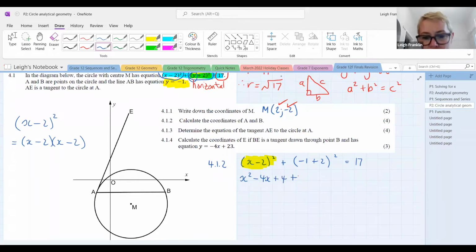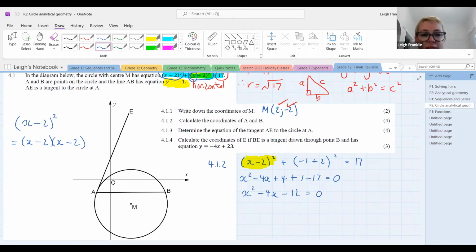So that would be 1 squared, which would be 1. And I'm going to bring the 17 over to the other side and make it equal to 0 because I know it's going to be quadratic. So x squared minus 4x, and now I've got 4 plus 1 minus 17. So 5 take away 17 means that I am left with negative 12 equals 0.